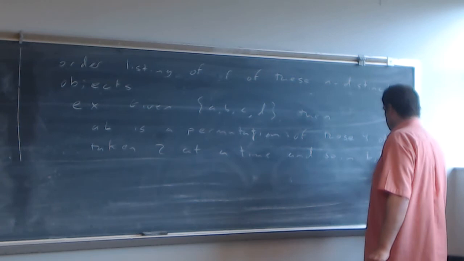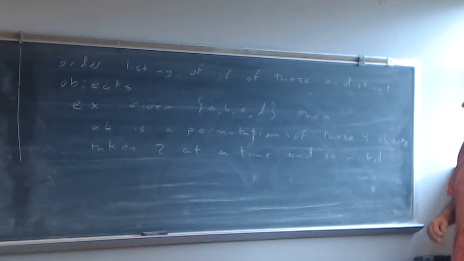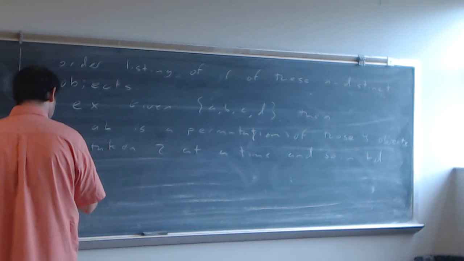So not only can you have ordering, distinguishing between the outcomes here for permutations, but also which objects are involved. Okay. So it's maybe a little bit complicated to figure out how many permutations taken R at a time are possible for many distinct objects. But we've got a fact that tells us what it is.